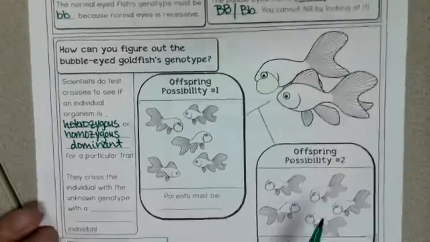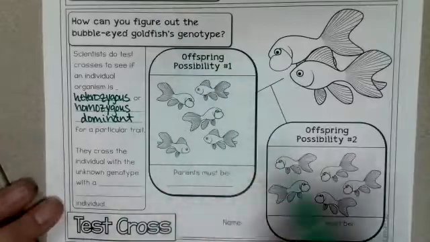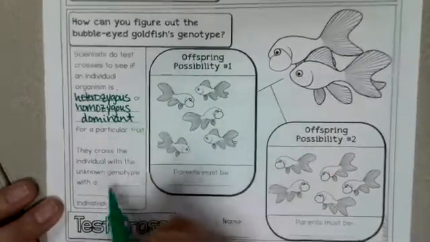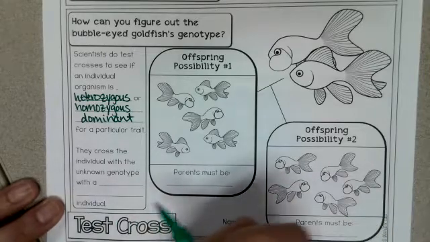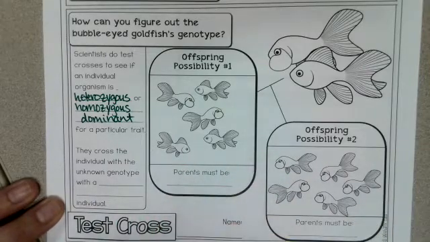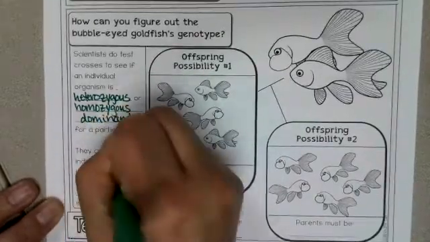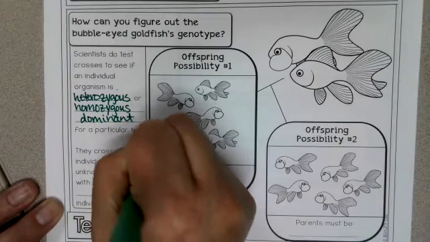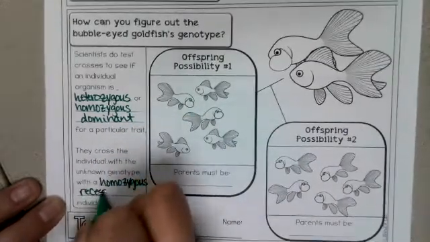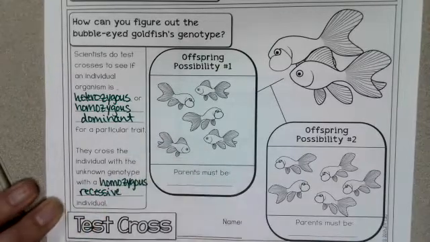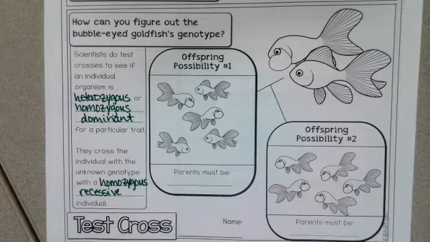So the test cross means that we're going to go ahead and see what babies these 2 are going to make. And in order to see what kind of babies they're going to make, we're going to cross them with a genotype that we do know. And that is going to be the genotype of a homozygous recessive individual. We are only going to see that with a homozygous recessive individual.